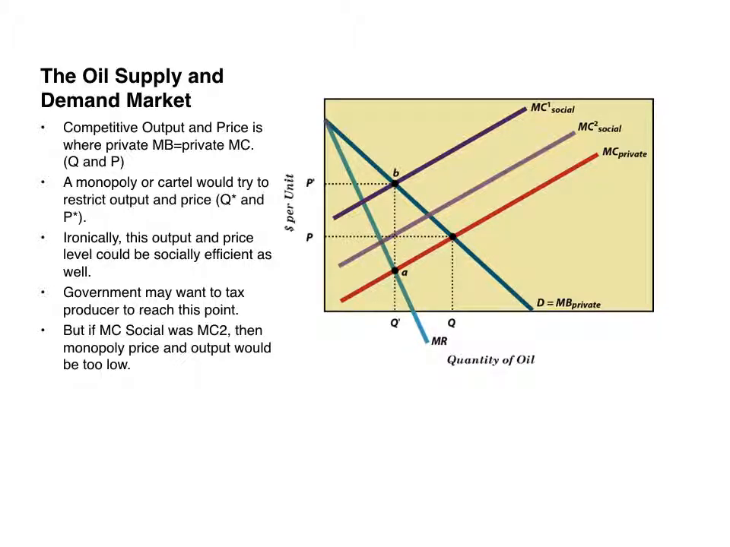Now, if the social cost was MC2, then the monopoly price and output would be too low, and the competitive outcome would be excessive. Excuse me, MC2. The monopoly production level would be too low and potentially less efficient than the competitive outcome. So then it would be good to be at the competitive point.